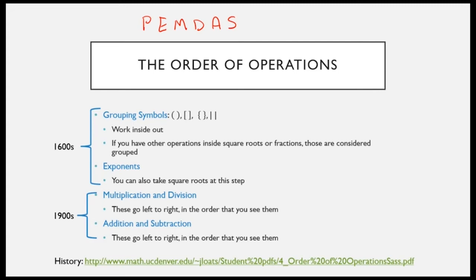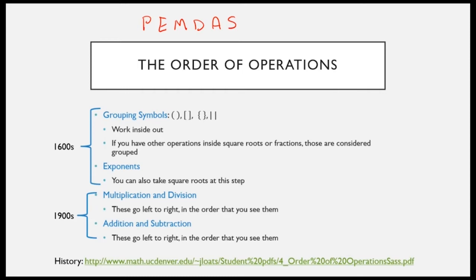And then addition and subtraction. Subtraction is adding a negative, so subtraction is basically addition. Those are also at the same level, so you have to do those left to right in the order that you see them. Sometimes you subtract before you add because you're going left to right.